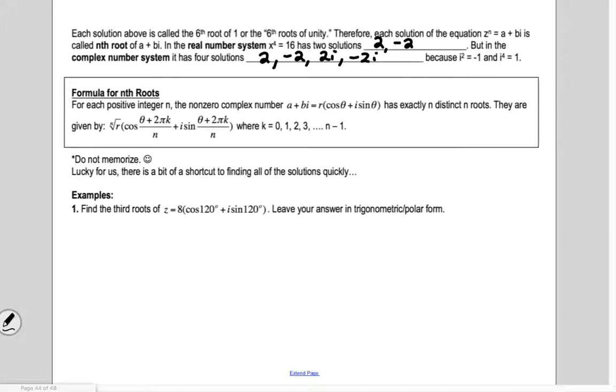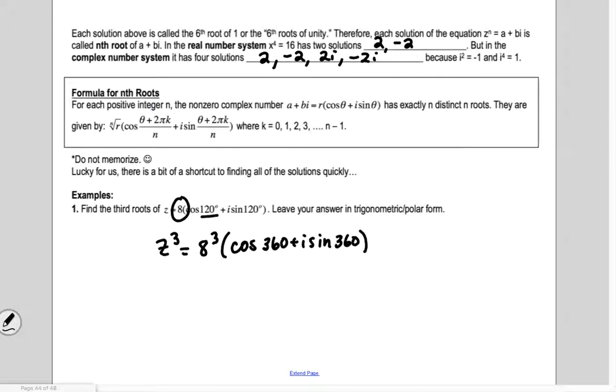Ooh. If I'm finding the third roots, think about how I found z cubed yesterday. We just did this yesterday, right? When I found z cubed, what did I do to this? You don't have to write this, just look up here. I cubed it. What did I do to these angles? I multiplied by 3, so I'd have like 360 plus i sine of 360. This is still De Moivre's theorem. It's still the same. We're just going backwards, taking a root of it.